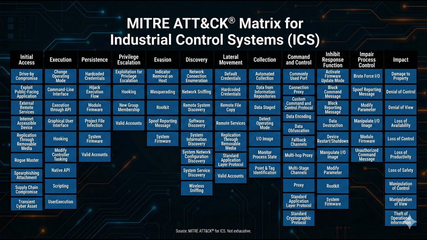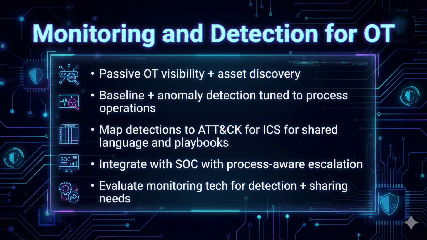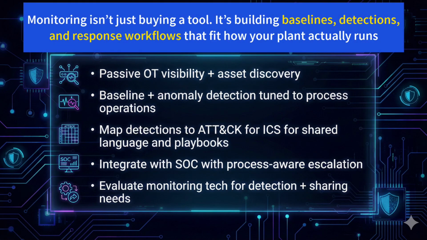If we see unauthorized program download, do these checks. If we see a new remote service, isolate this zone, and so on. Also integrate OT monitoring with your SOC, but respect operational context. Your analysts need process-aware escalation paths so they don't accidentally trigger shutdowns. The ICS monitoring technology guidance emphasizes evaluating monitoring approaches and trade-offs in industrial environments. Bottom line: monitoring isn't just buying a tool. It's building baselines, detections, and response workflows that fit how your plant actually runs.